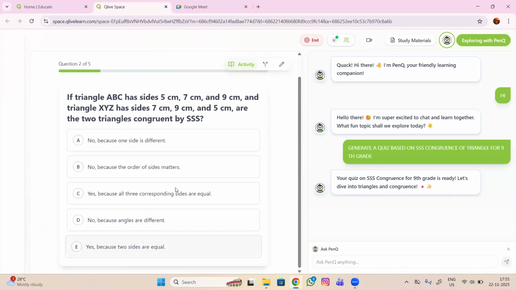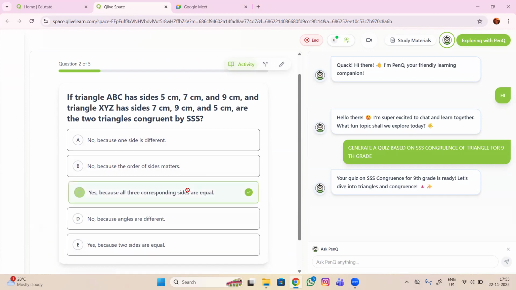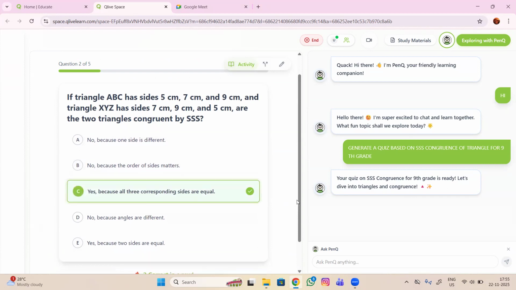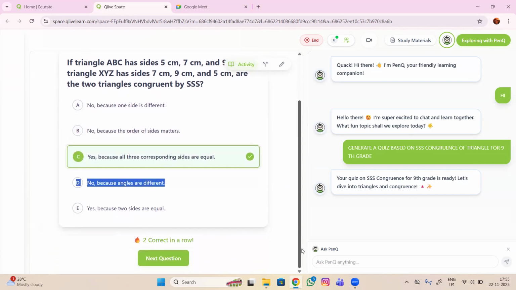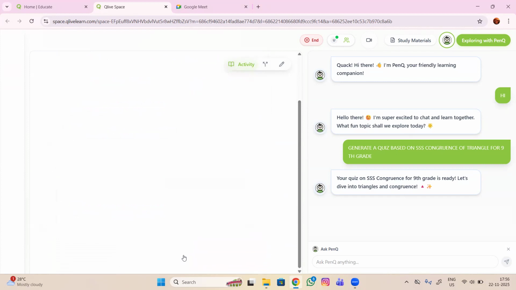Okay, well done. Then, if triangle ABC has sides 5, 7, 9 and XYZ has sides 7, 9 and 5, are these congruent by the SSS rule? Yes, because all the corresponding sides are equal. Very good. Well done. Then go to the next question.